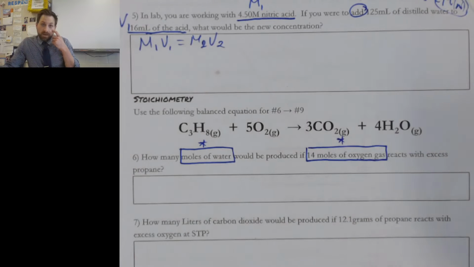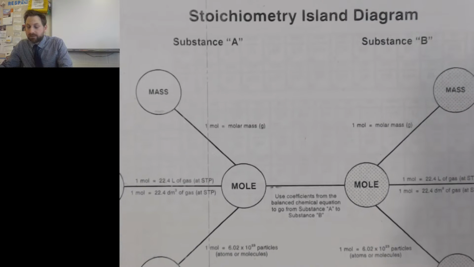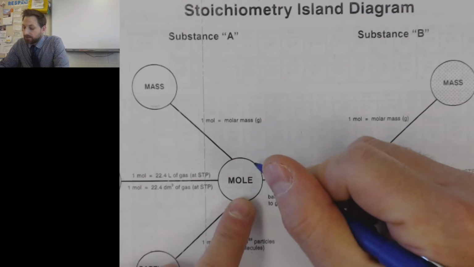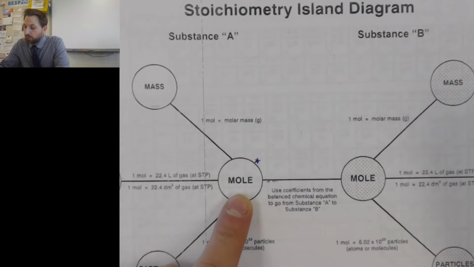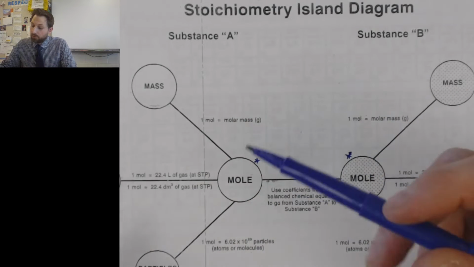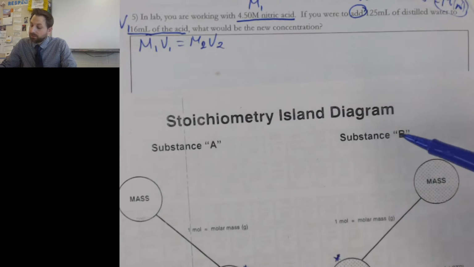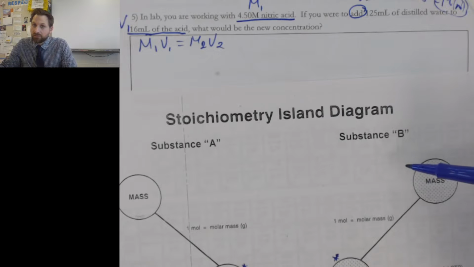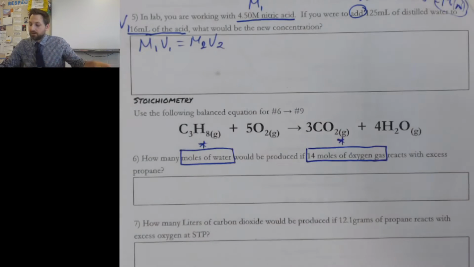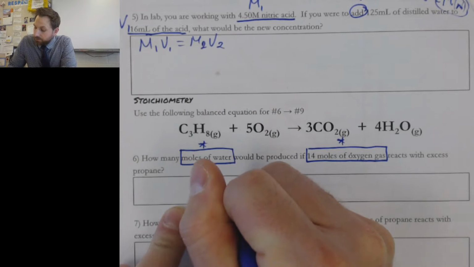So as we look at stoichiometry, remember, we have our handy-dandy Stoic Island diagram. So here we are going from moles of one substance to moles of another. So you're always looking at substance A, which is a known, going to substance B, which is your unknown. That's what you're looking for. All right, so we're going to set this up. You always set it up with what your known is.